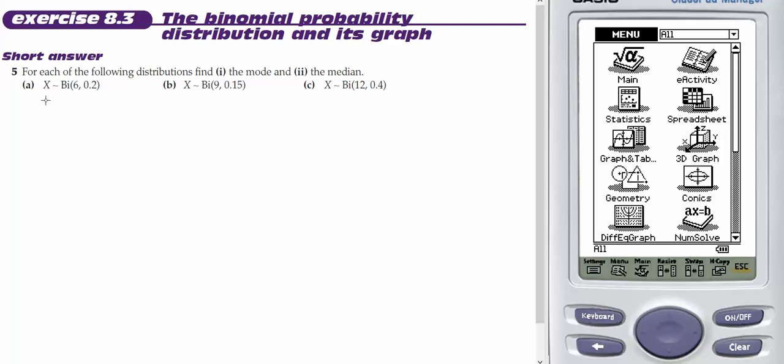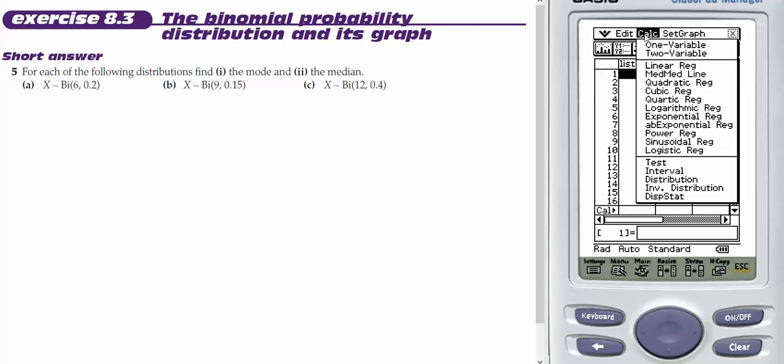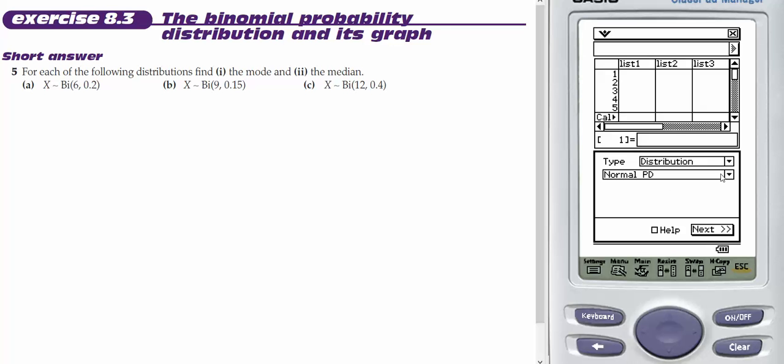Okay, the first one is X is binomial with n equal to 6 and p equal to 0.2. What I'd like to do is have a look at the distribution, and I can get graphs of binomial distributions by going into Statistics, Calculate, Distribution, and the distribution that I'd like to select is the binomial PDF. And down the bottom, binomial PDF.